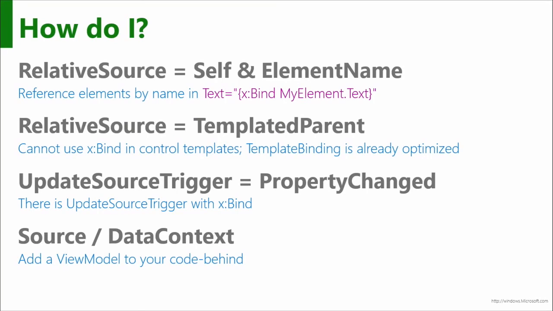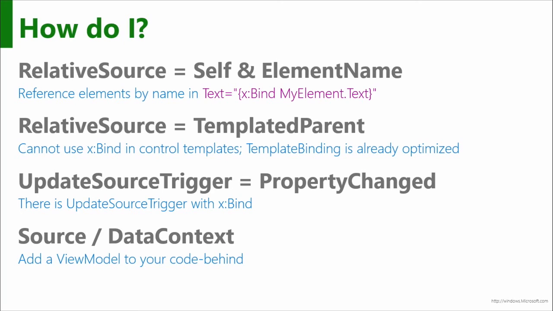All right, some common scenarios that hit people. How do I do relative source like self or element name? Well, remember, because the code behind is the data context, you just call element name by their name. You don't have to say source or element name equals like we did in the early sample. And then relative source and template for templated parent, those simply don't work. That's not an element here.